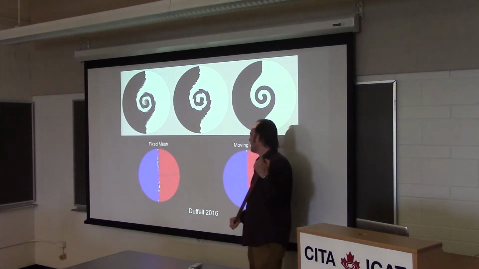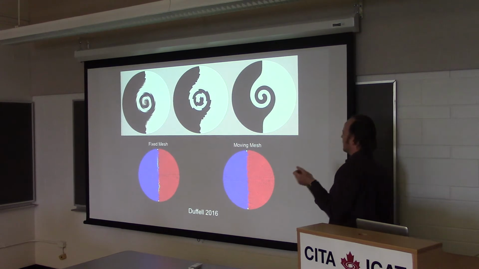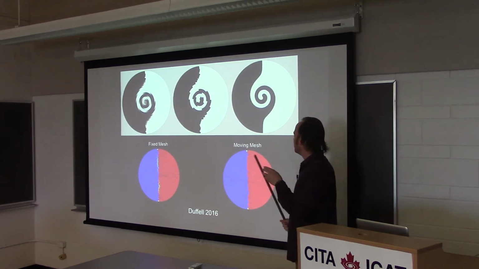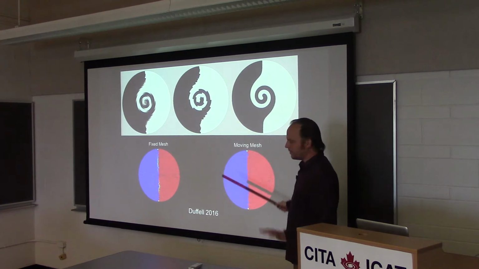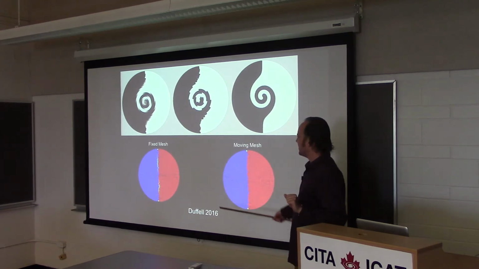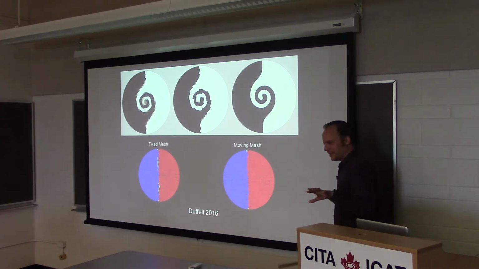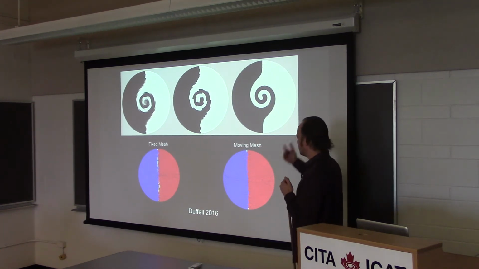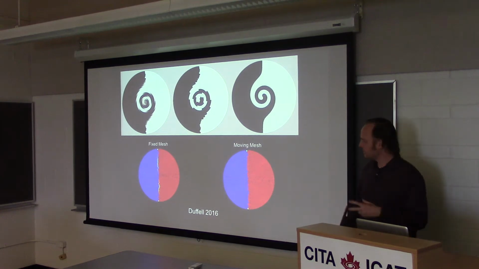Let me give you a few examples of things that it's useful for. This is a nice example to show off one of the advantages you get out of it. It's a movie that hasn't started yet, a pressure-supported vortex. It'll just be a stationary vortex, but I've added a passive scalar so you can see the motion of the vortex.